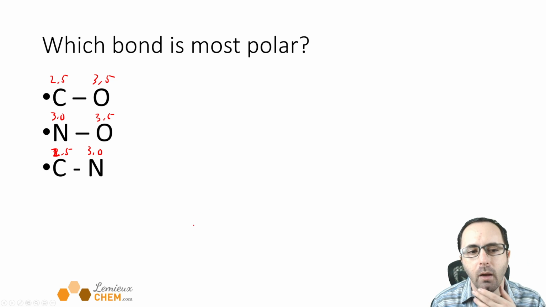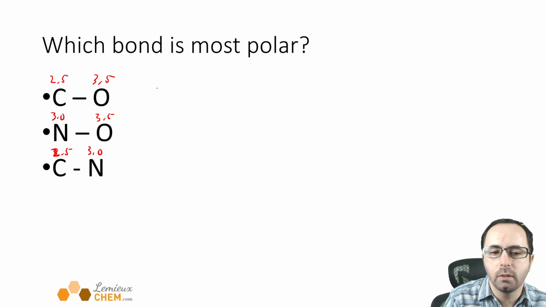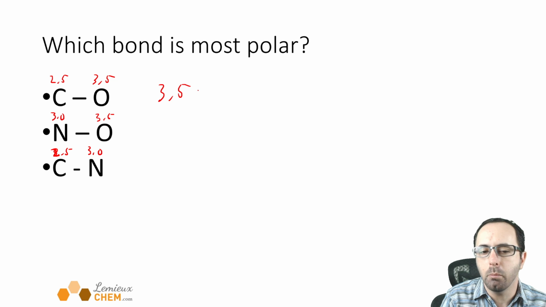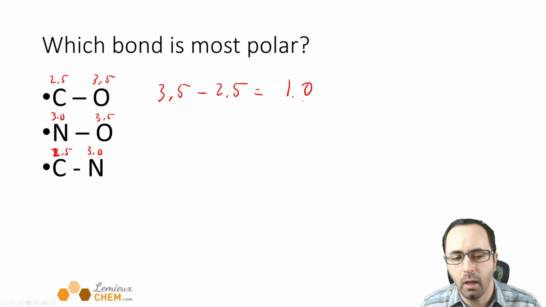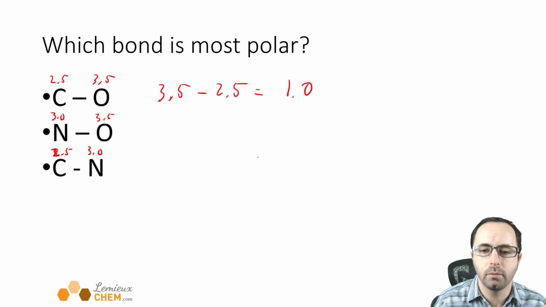So to decide which bond is the most polar, what we do is we take the difference between these. So it's going to be 3.5 for the oxygen. You just take the bigger one minus the smaller one. Minus 2.5 for the carbon. So here the electronegativity difference is 1.0. This is definitely a polar bond because the electronegativity difference is at least 0.5. So this is a polar bond.